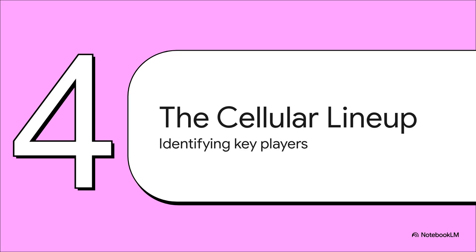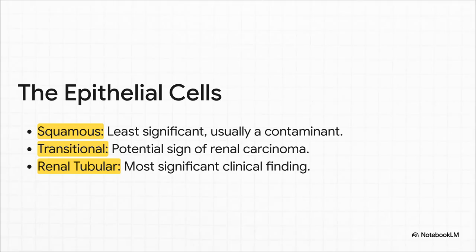All right, we've analyzed the casts, we've got their stories. Now it's time to bring in the cells for questioning. That's right, it's our cellular lineup. We need to figure out who's an innocent bystander and who are the really significant players in this drama. So here's our lineup. First up, we've got squamous cells. They're these big, irregular-looking things. Honestly, they're usually just contamination from the skin, so they're the least significant. Then, we have transitional cells, from the bladder. These are worth a second look, for sure, because they can indicate malignancy.